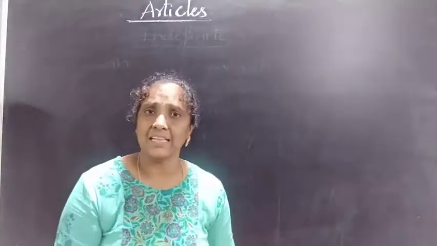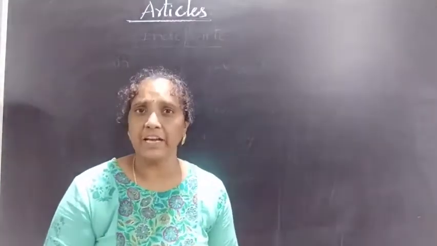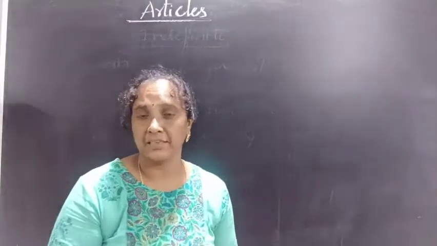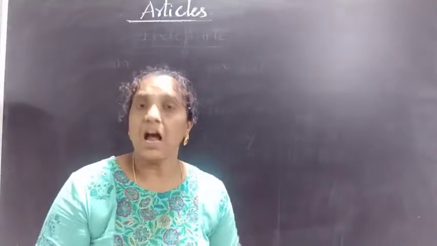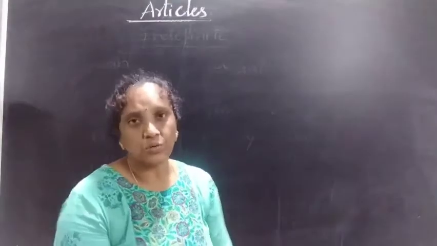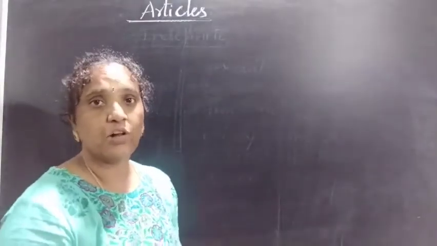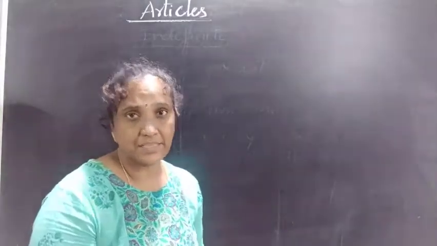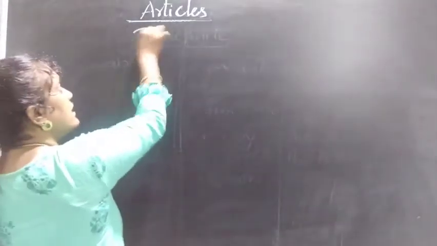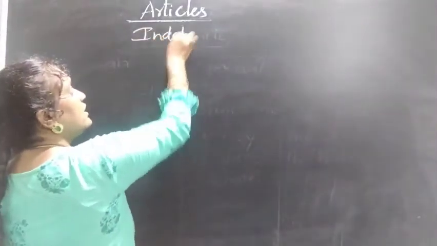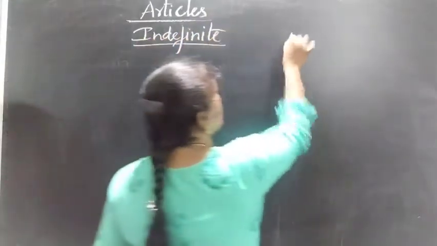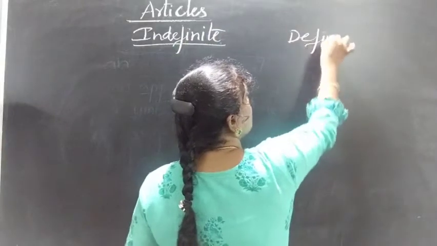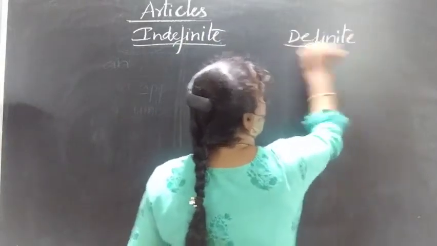Normally in our class, every time while we are reading a lesson, we observe many things. Many times we go through articles, but we don't know that they are articles. How do we use these articles? There are two types of articles. We call them indefinite articles and definite articles. What are these indefinite articles and what are the definite articles? Let us see.